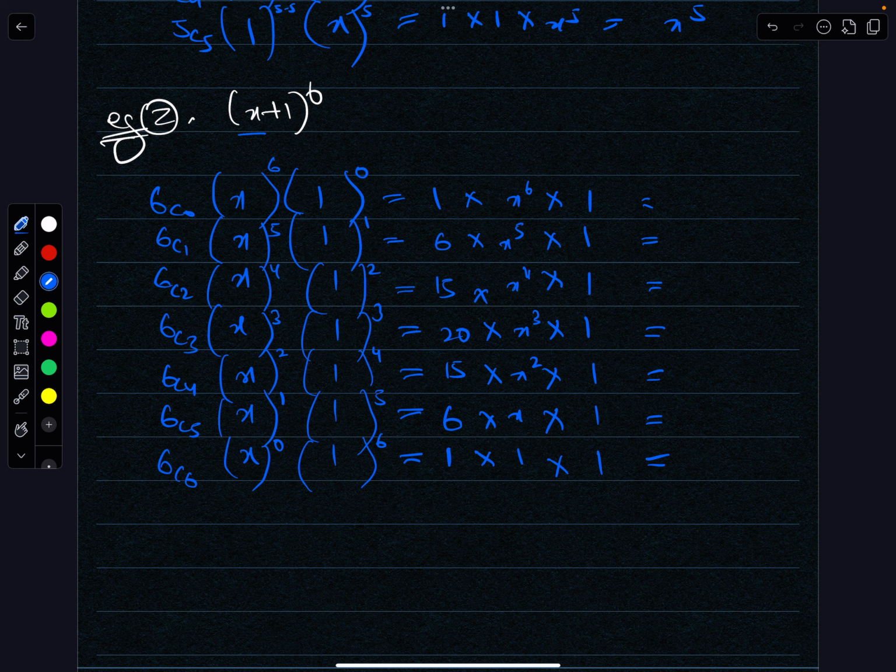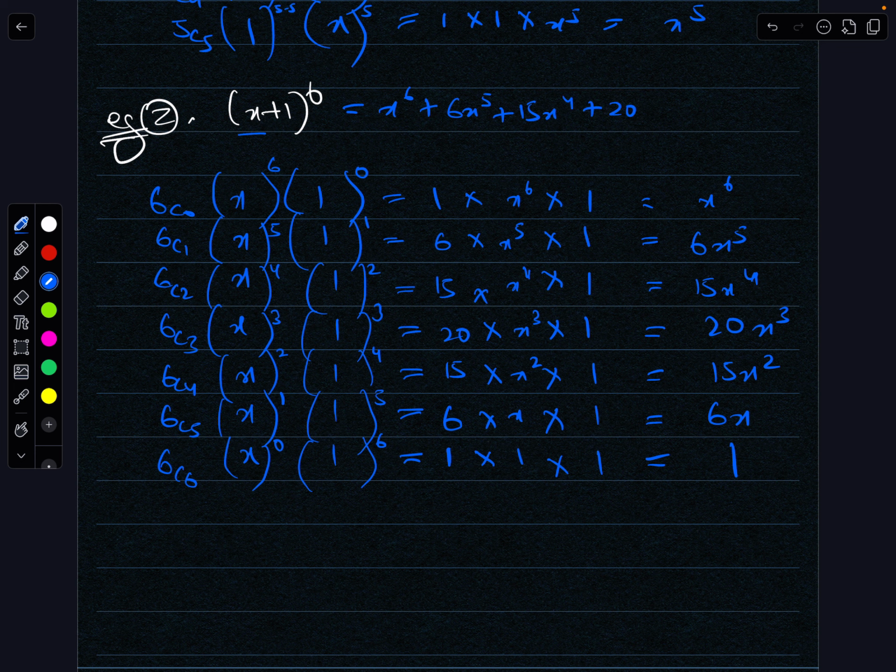So after expanding each of these lines, I'll have x to the power 6 here, 6x^5 here, 15x^4 here, 20x cubed, 15x squared, 6x and 1 here. Expansion of (x + 1) to the whole power of 6 would look something like this: x^6 + 6x^5 + 15x^4 + 20x^3 + 15x^2 + 6x + 1. Alright.